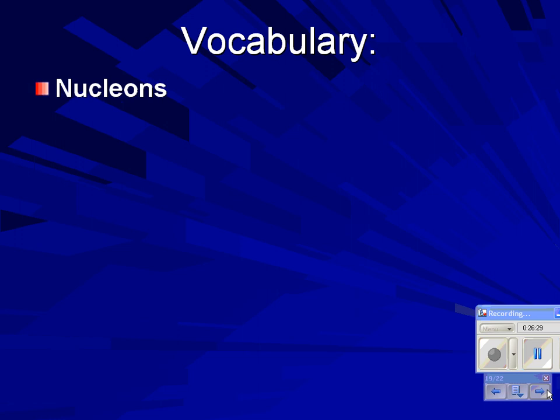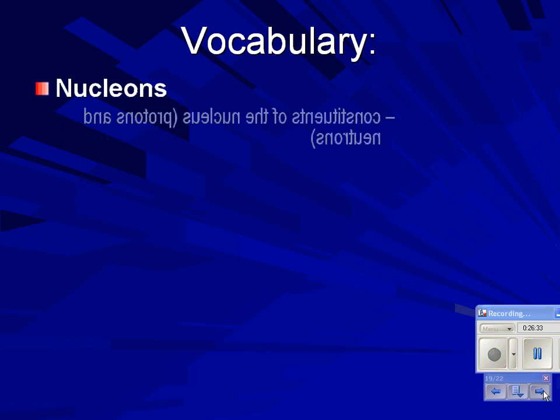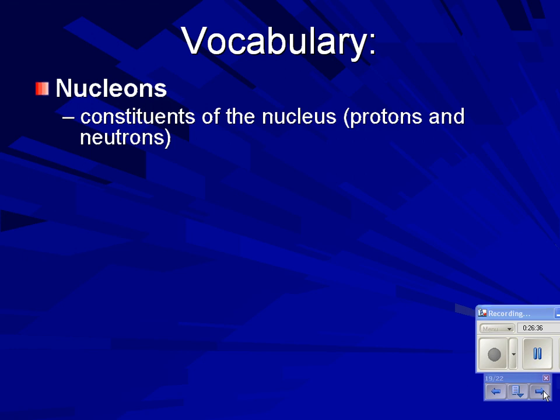Here's some vocab for you. You ready? Vocab. Nucleon. A nucleon is basically something that makes up the nucleus. So we know that to be protons and neutrons. Protons and neutrons, we call them nucleons.